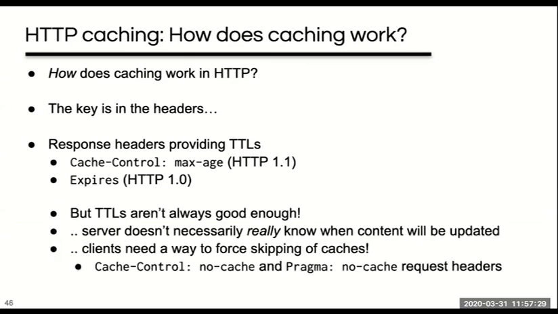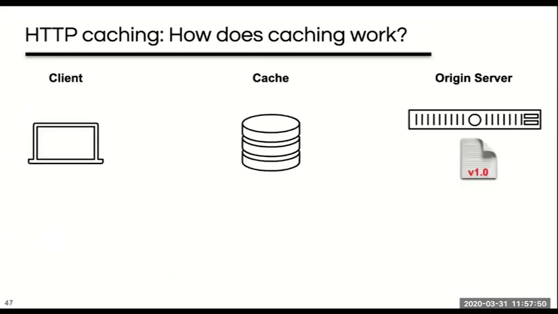But that isn't always sufficient. In many cases, the server doesn't really know when in the future content's going to be updated. So clients need a way to force skipping caches and get to the server. And this is done with the cache control no cache or the pragma no cache request header, depending on whether it's HTTP 1.1 or 1.0. Walking through an example here.